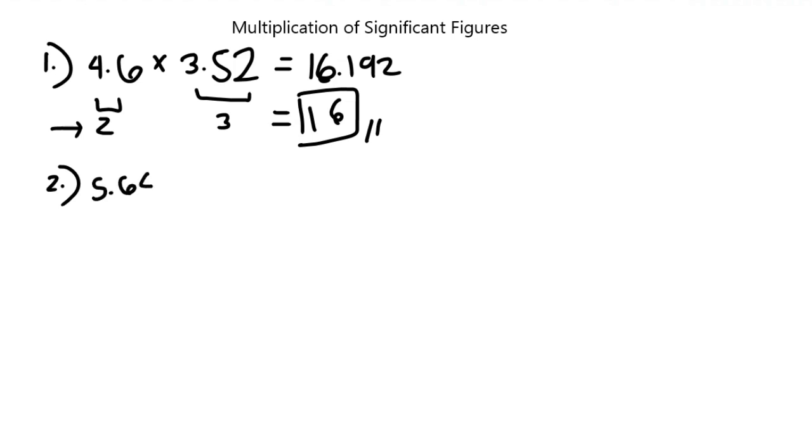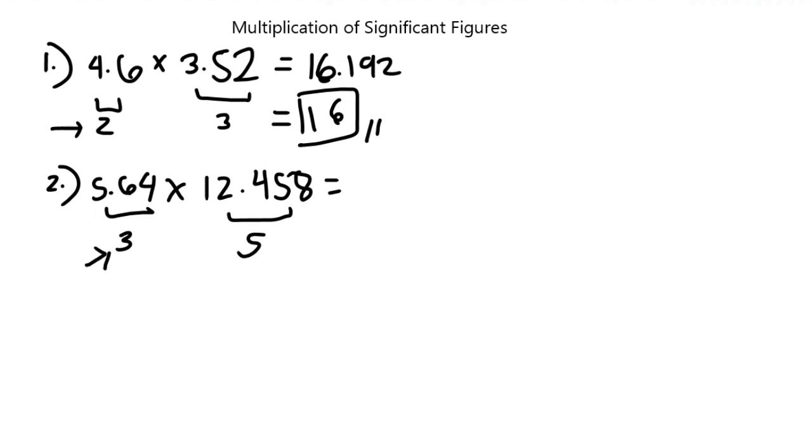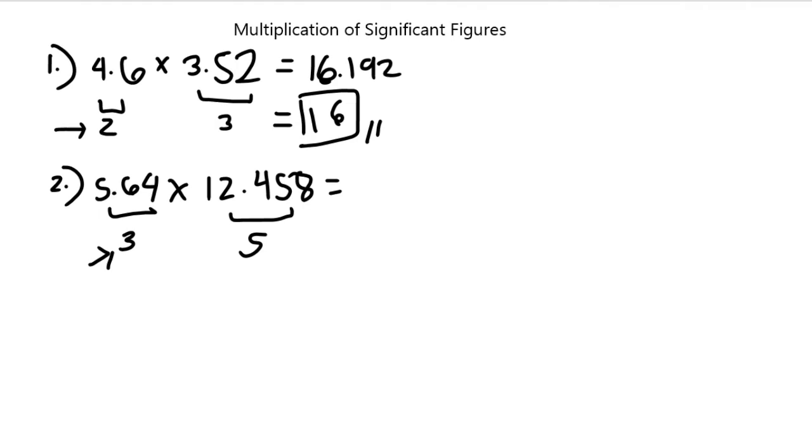Hindi natin siya i-round up because 1 yung next digit niya. So, 16 lang siya. Not round down, but stay on that number. Here again, these have 3. And dito naman sa kabila, how many significant figures do we have here? We have 5 significant figures. So, we're going to pick the least one.